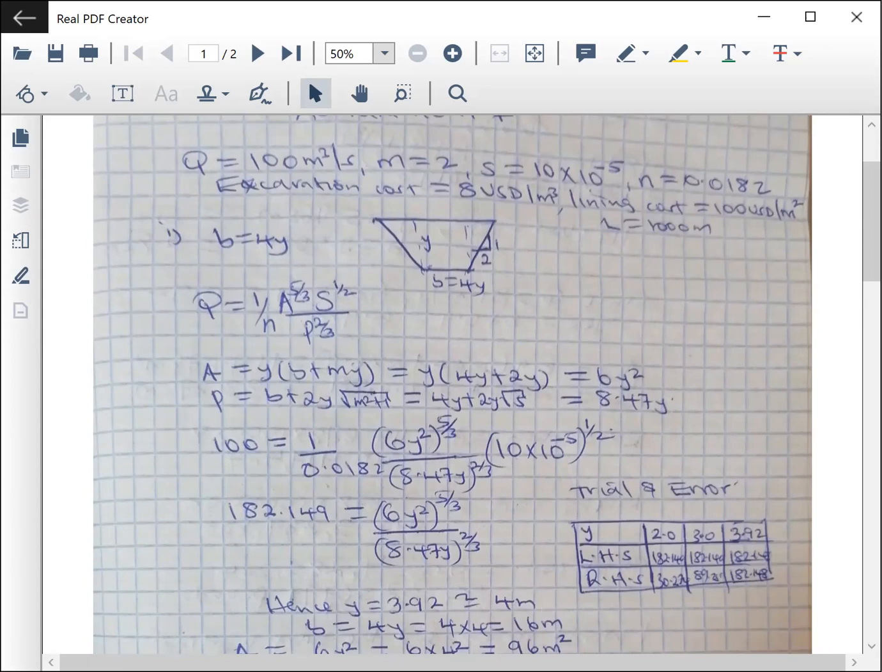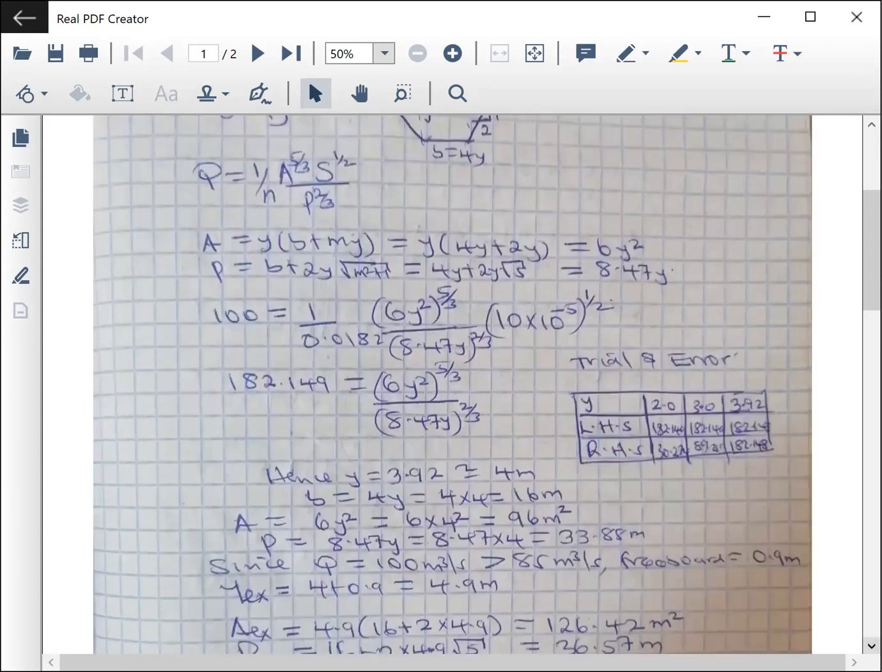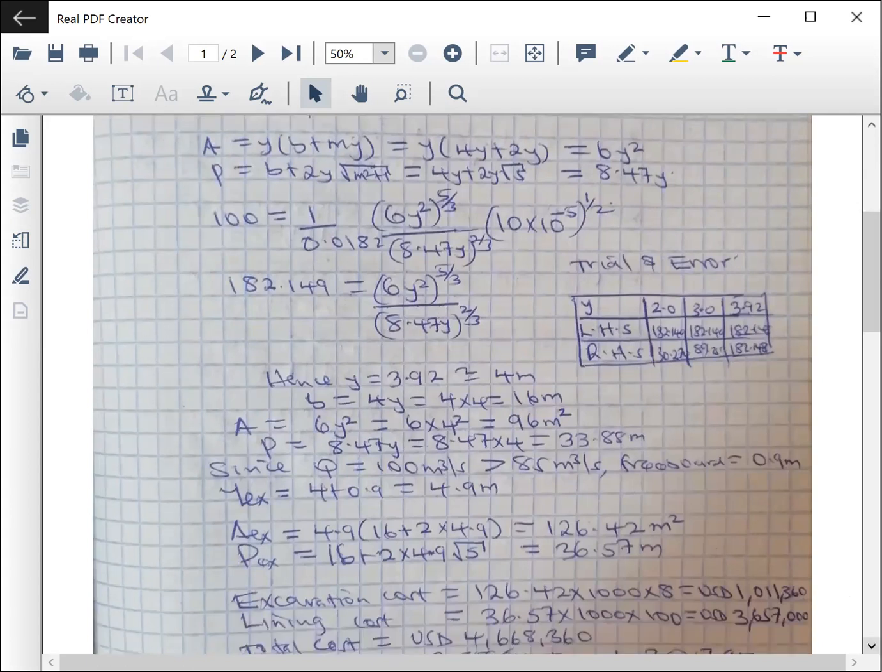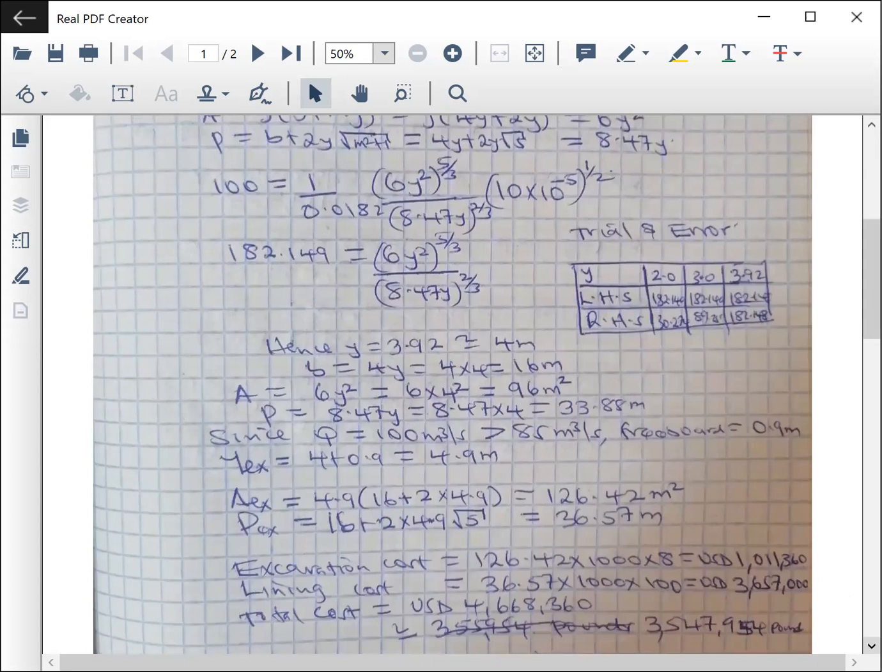Now, after getting 4 meter, remember we said our B is equivalent to 4y. If our y is 4, then our B will be 16 meter. And our area was 6y squared, which is 6 times 4 squared, which is 96 meter squared. Our weighted perimeter was 8.47y. Where there is y, replaced with 4, I get 33.88 meter.